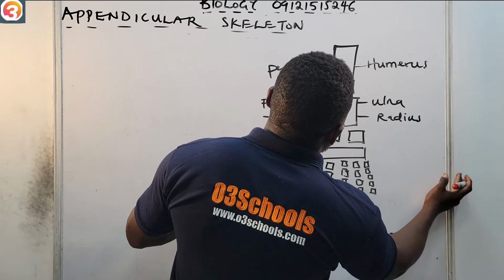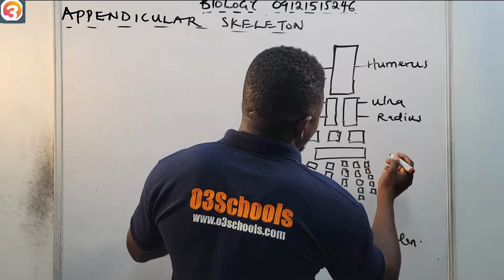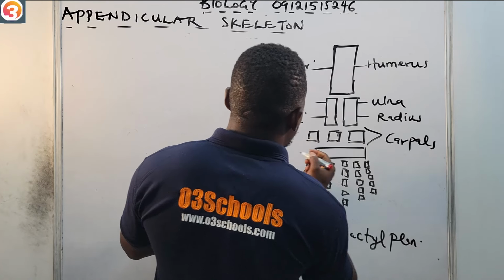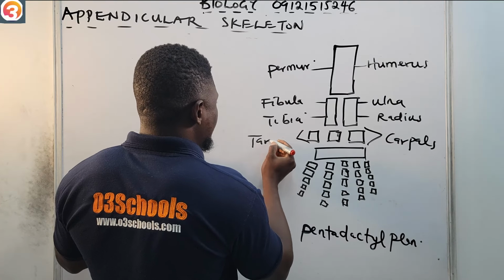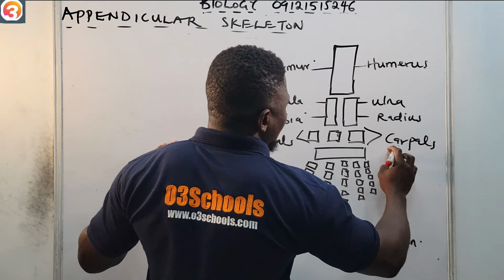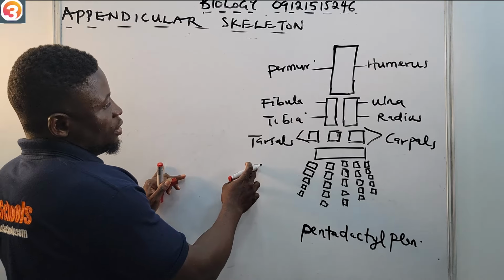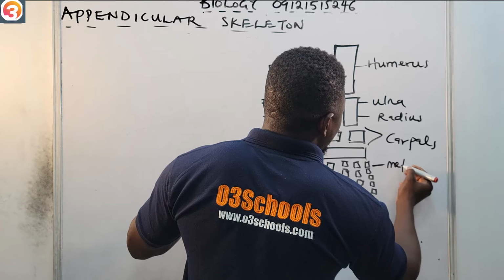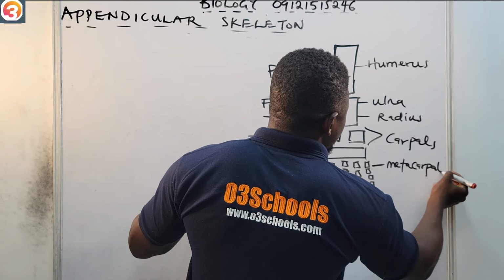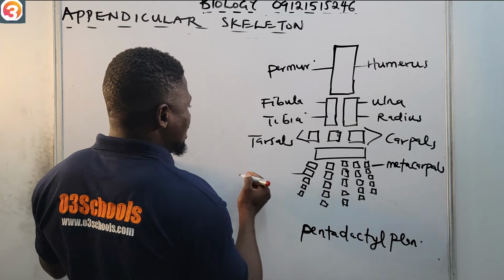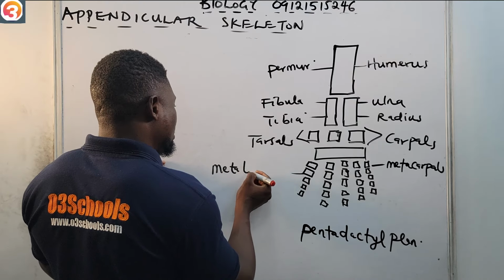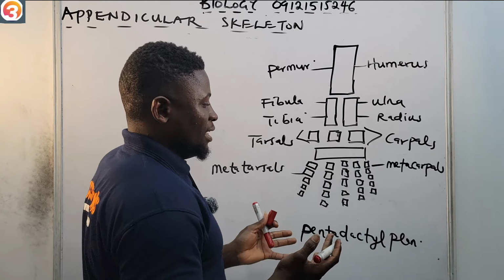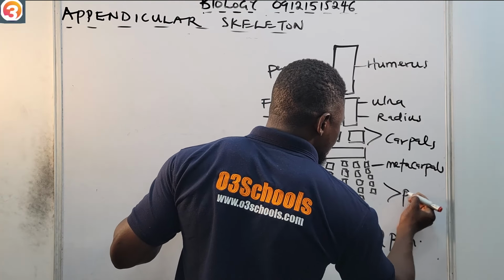Here we have what? The metacarpus. Okay, here is the carpus, while this place here is what? The tarsals. Here is what? The carpus. Here is what? The tarsals. All right, then we now have what? The metacarpus. What will be in this way now? Metatarsals. Okay, and of course then we now have the digits, the phalanges. So this will be what? The phalanges.